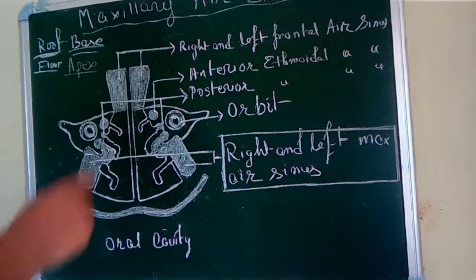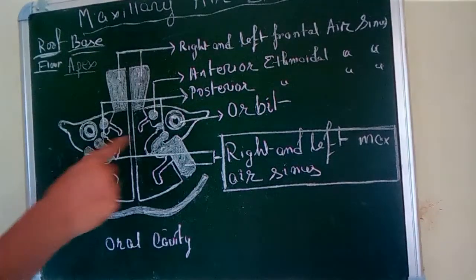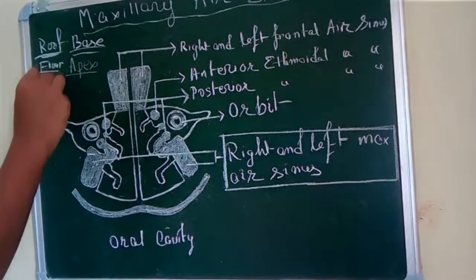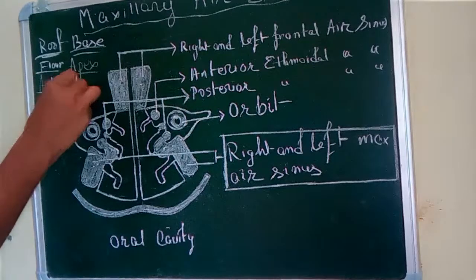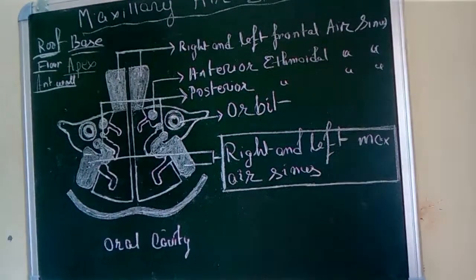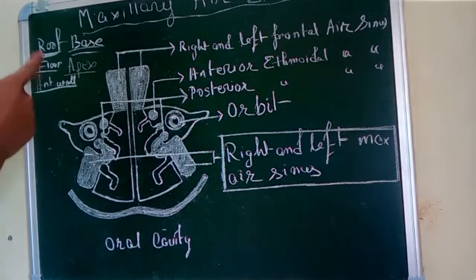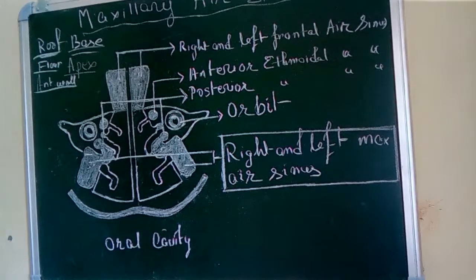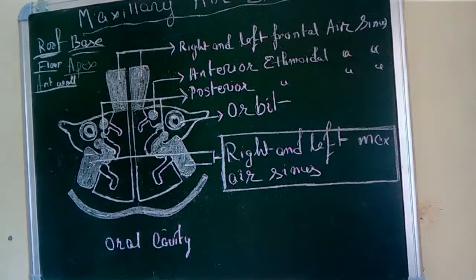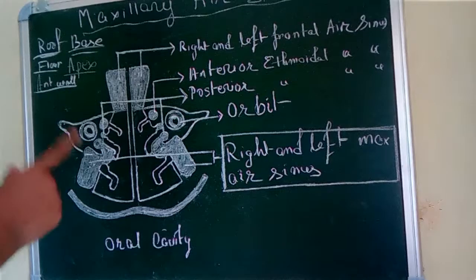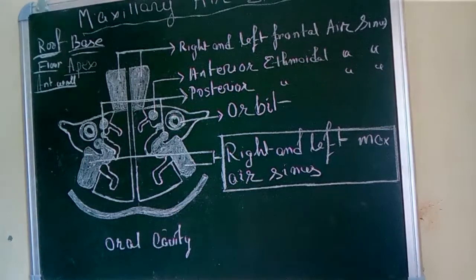Now the anterior wall of the maxillary air sinuses. The anterior wall is related to the infraorbital plexus of nerves. Within the wall runs the anterior superior alveolar nerve.